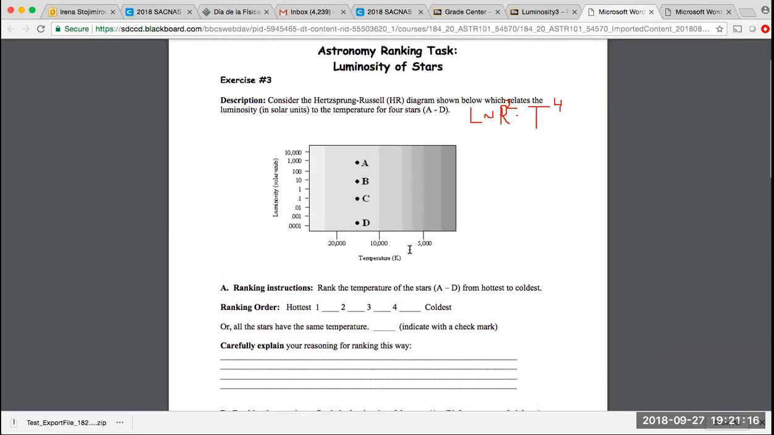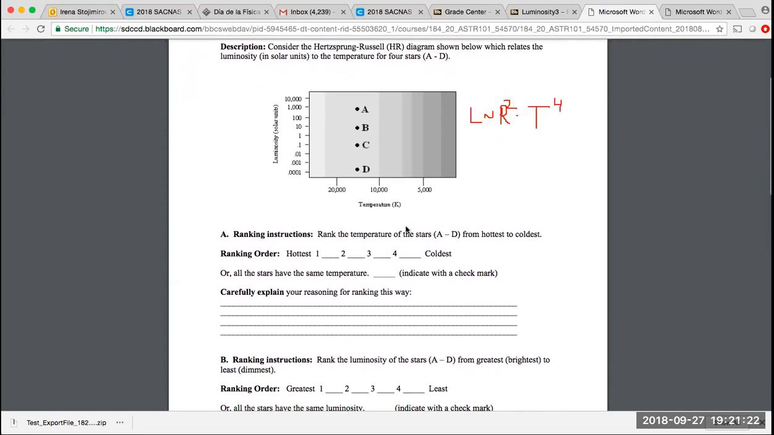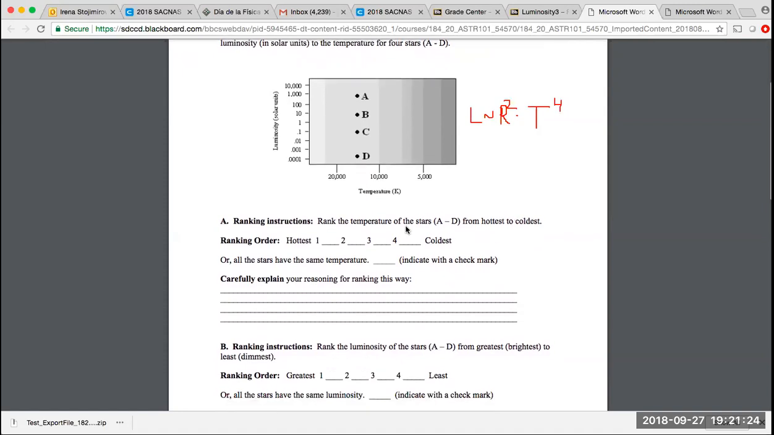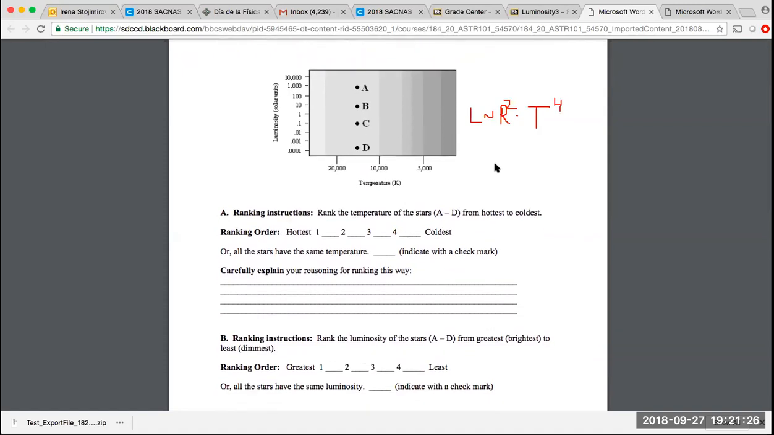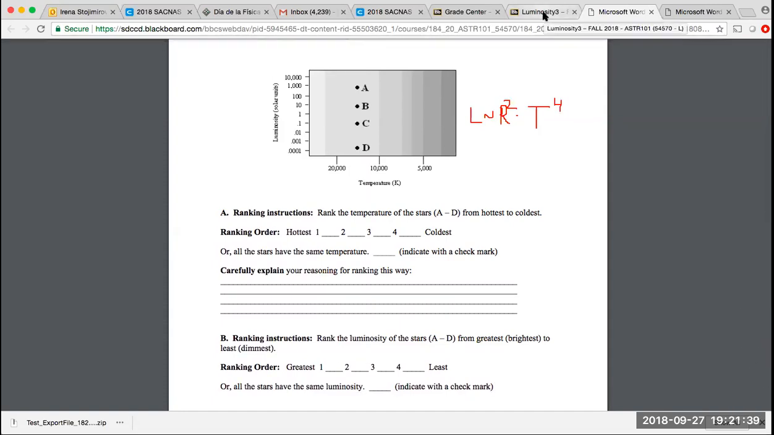So first of all, how can they have different luminosities when they have exactly the same temperature? By the size of the star. Exactly. There is only one reason for that, and that's basically the size of the star. So which one is the smallest? D. Yes, and then? C, B, A. Yeah, that's it.